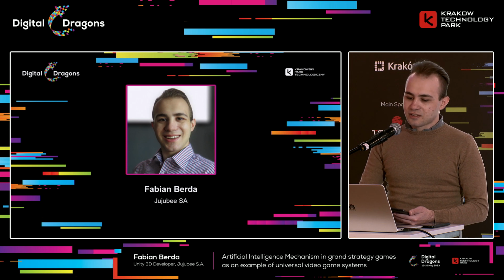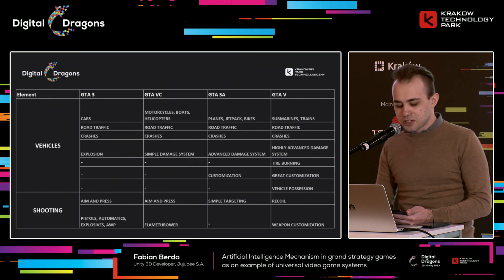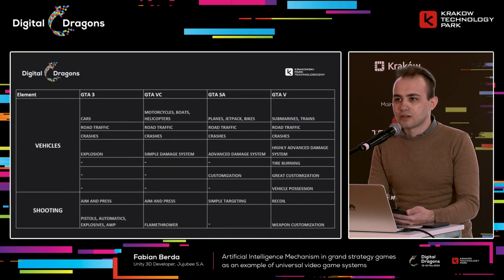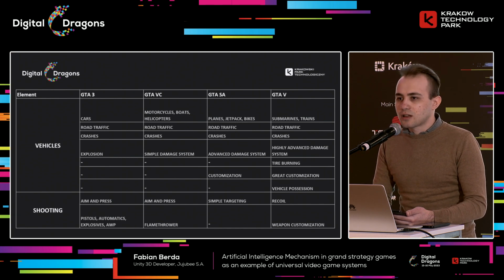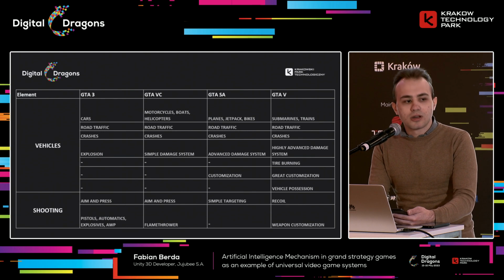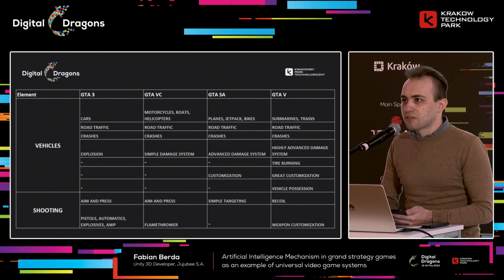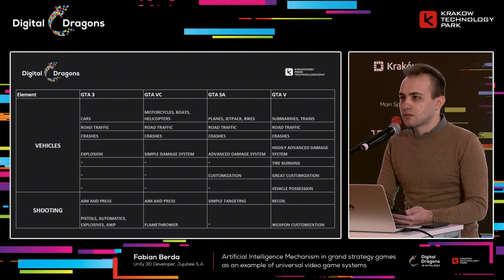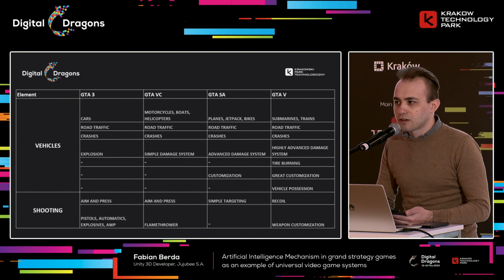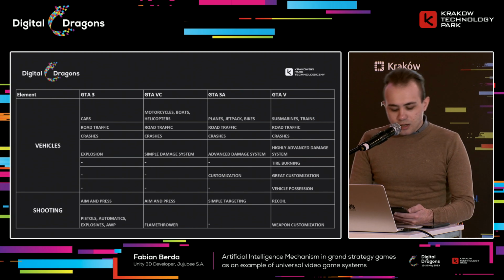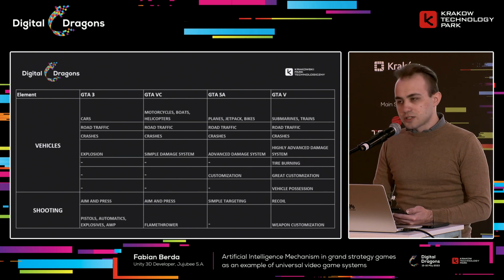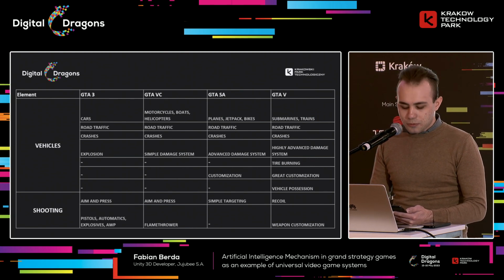Okay, let's start with the example of the GTA, Grand Theft Auto series, because I want to say something more about this. What exactly are modularity and universalism, when developers say something like, okay, let's make it modular, or let's make it universal so we can use it later in different productions? So let's take a quick look at the GTA series as a starter.